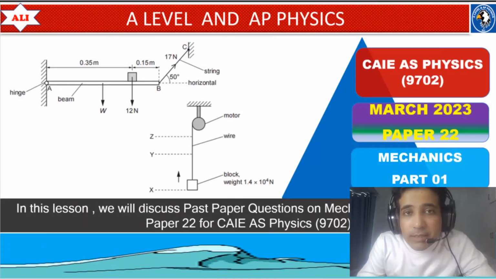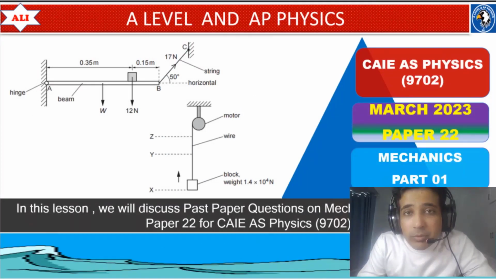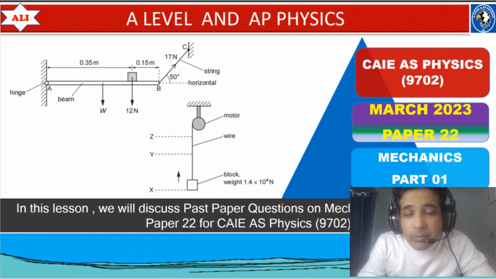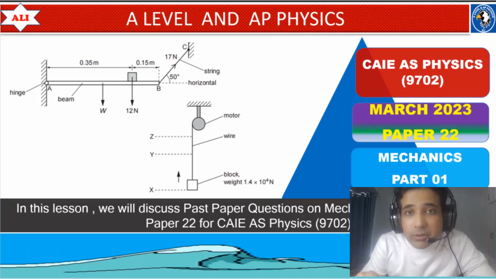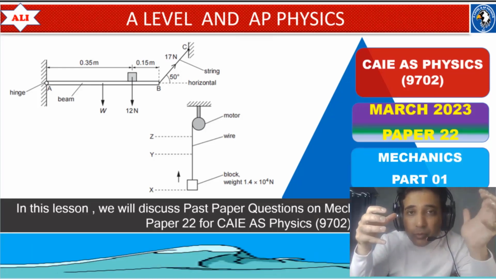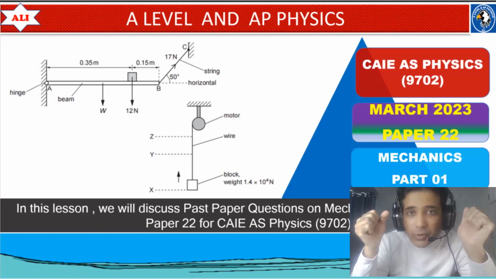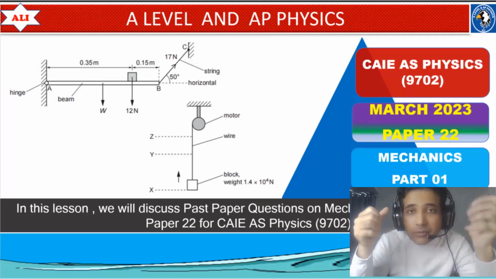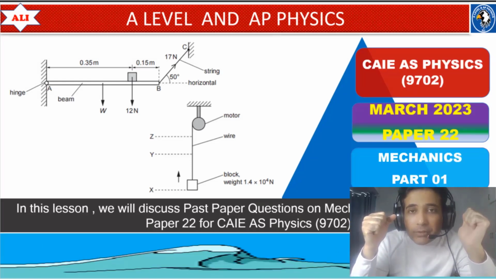In today's lesson, we will discuss past paper questions on mechanics from March 2023, paper 2, variant 2. In this lesson, as always, we will discuss these questions in detail so you can improve your conceptual understanding of this topic and also have a better understanding of these questions. Let's study together, let's improve together.